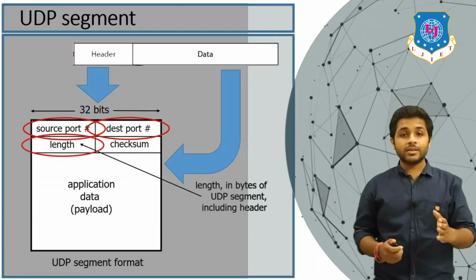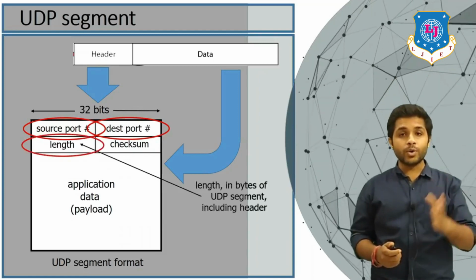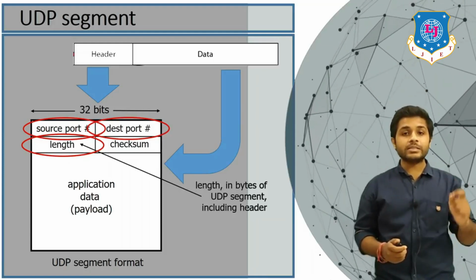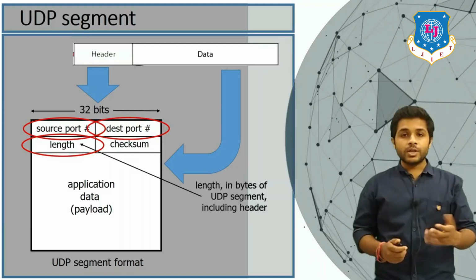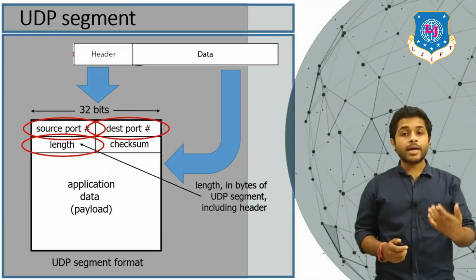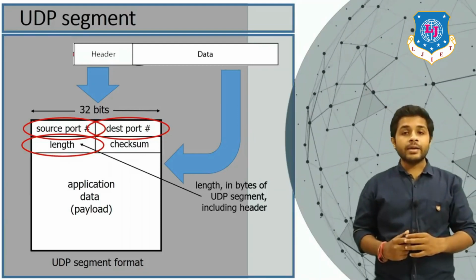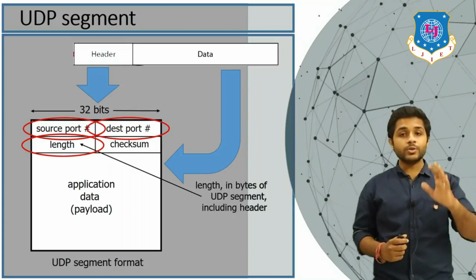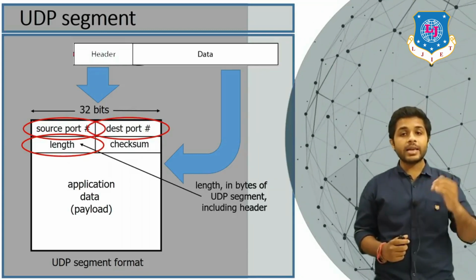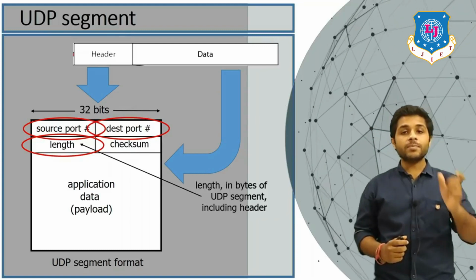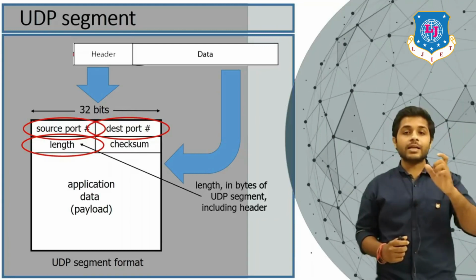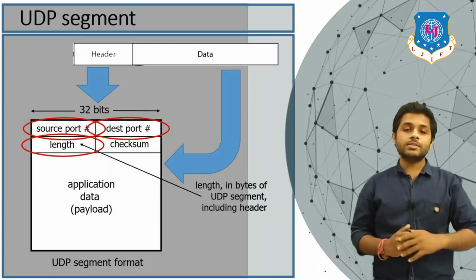Then there is the length. It is the length of the whole UDP segment, in bytes. The next field is the checksum. This field is used for error detection, and all the fields in the UDP segment will be added, and after that we will take the complement of that. That complement number will be placed in the checksum field and this segment will be sent to the receiver.